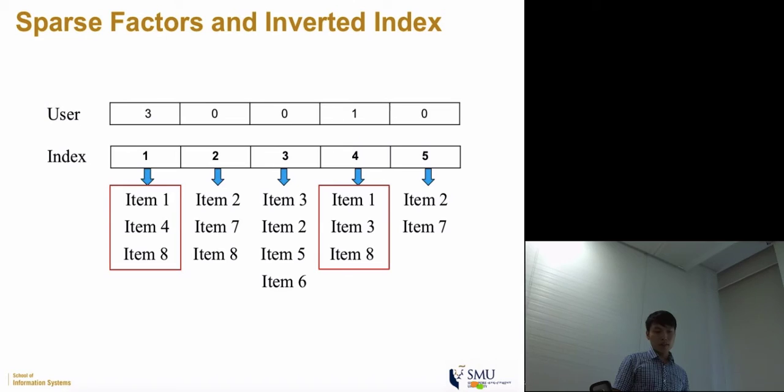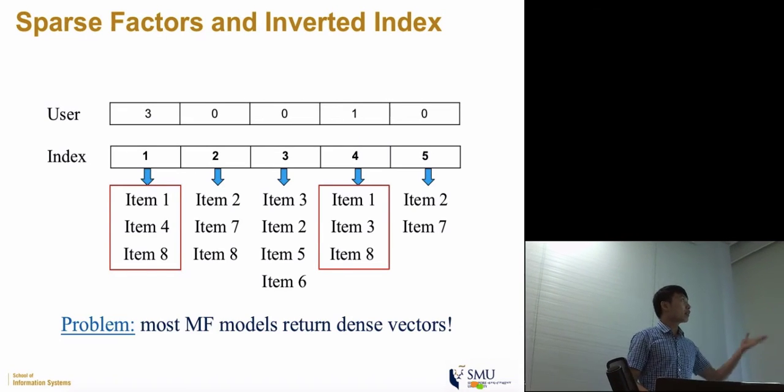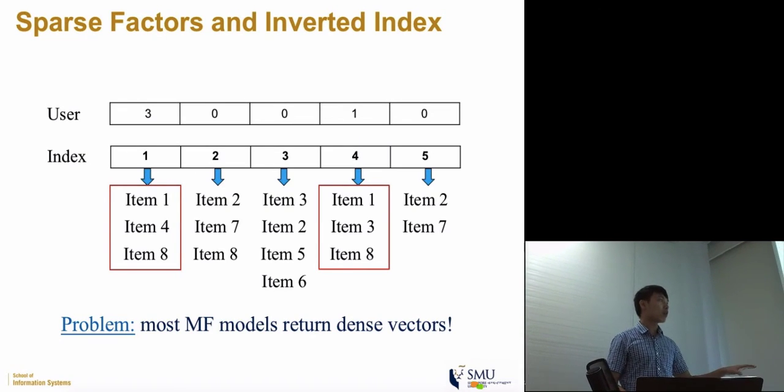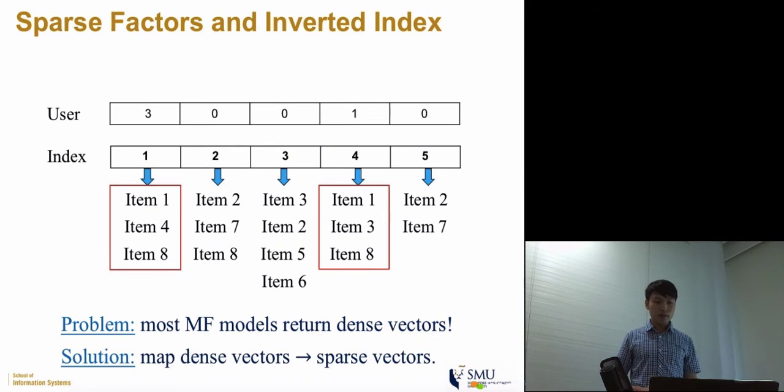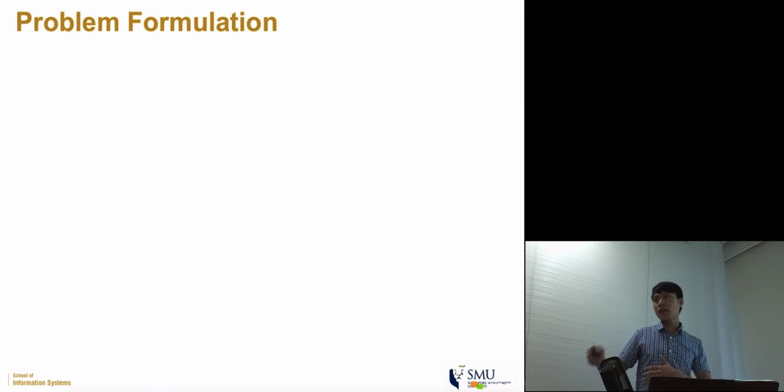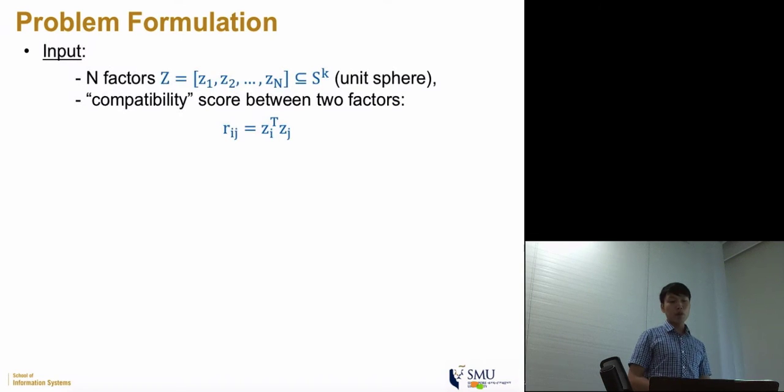Okay. So the problem with this approach is that for most MF models, the outputs are dense vectors, right? They are not sparse vectors. So the solution is we make dense vectors become sparse, right? So that's what this paper addresses. So let's move on to the problem formulation.